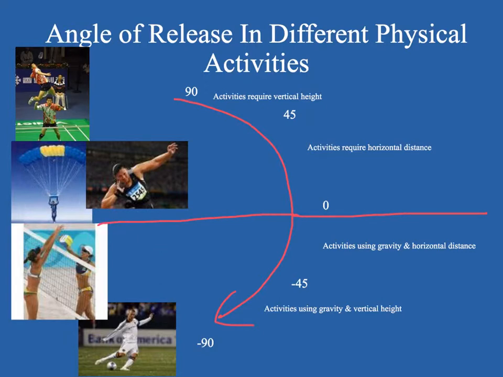Here we've got Valerie Adams, it looks like, doing the shot put, about 45 degrees. So it's 45 degrees. 90 degrees is straight up, isn't it? This is the 0 degrees.